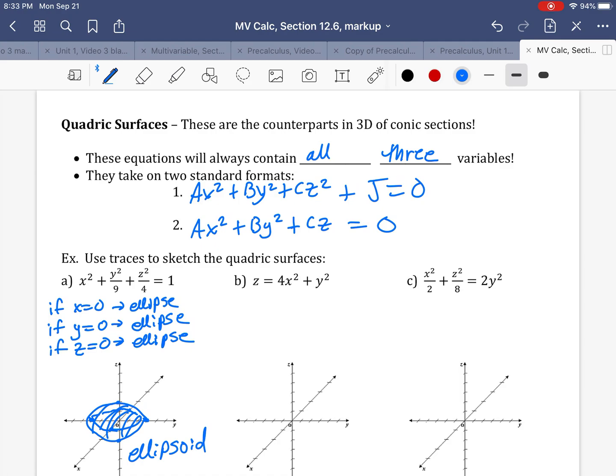Now notice in the last one, everything was positive. All three things were squared. We had equal to 1 on the other side. So it kind of reminds you of an ellipse equation. All right, this next one. So let's do our traces.